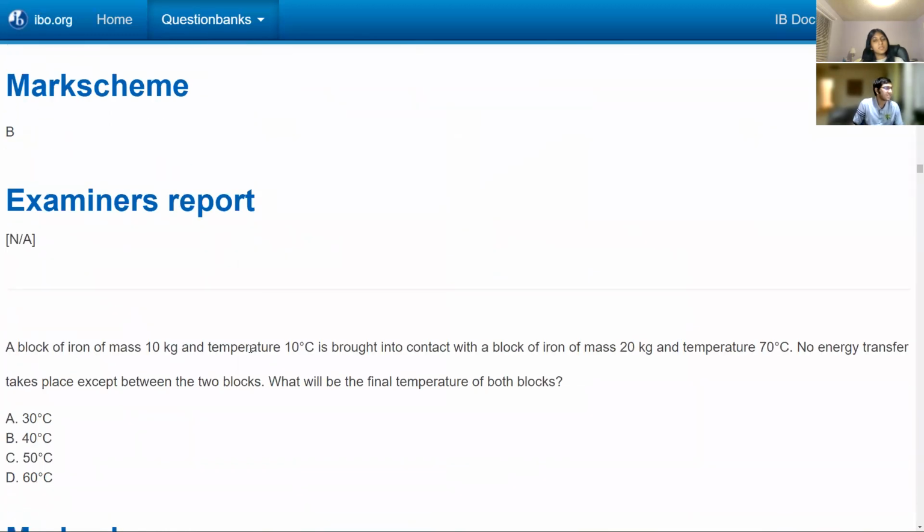A block of iron of mass 10 kilograms and temperature 10 Celsius is put in contact with a block of 20 kilograms at 70 Celsius. No energy transfer takes place except between the two blocks. Okay, what's the final temperature? So they're both iron, so same specific heat capacity. But they don't have the same heat capacity because they're different masses. So if they were the same mass, what would it be? 40? It would be right in the middle, yeah, 40.